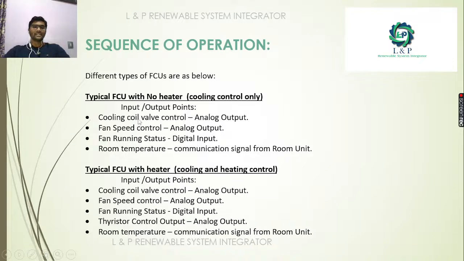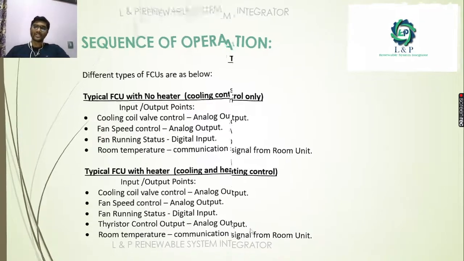Okay. So these are the different signals which are categorized as analog and digital type. The cooling coil control valve and the fan speed will come under the analog output, and the fan running status will be a digital input. Room temperature we will take through the communication RTU. Okay, and if we categorize FCUs with the heaters, the cooling coil valve and the fan speed will be analog output, and the fan running status will be a digital input signal, and the thyristor control output. The thyristor here refers to the heater. So the heater control output, that is 4 to 20 milliamps, will be an analog output, and the room temperature is a communication signal. Okay.